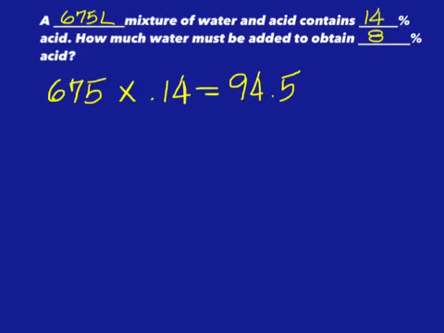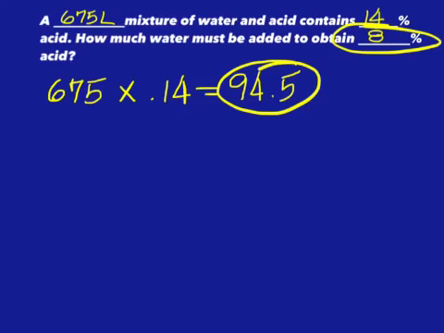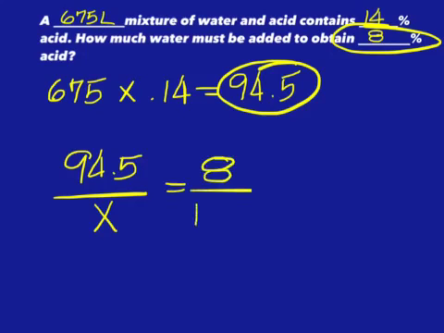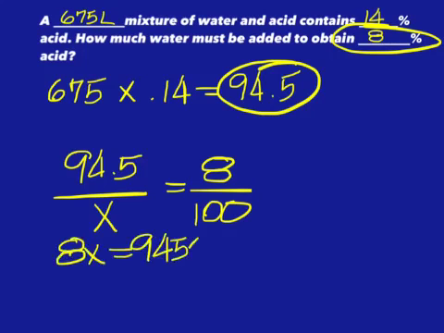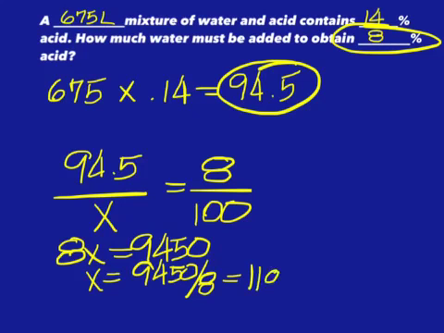Next, we know that the new percent of acid will be 8. This will now be 8% of the new total, but we don't know the new total. So that's over x, but it will be 8%. Now cross multiply. 8x equals 9450. Divide 9450 by 8. When you do that, you should get an answer of 1181.25.